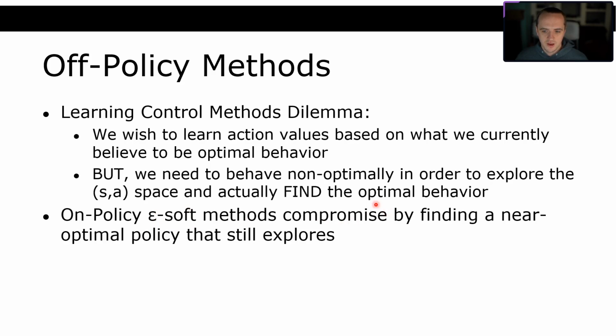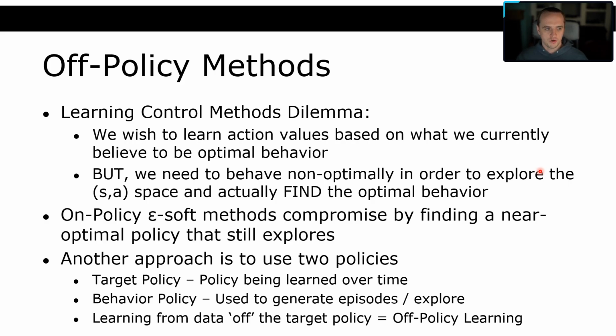On-policy Epsilon-soft methods compromise by finding a near-optimal policy that still explores. But we don't want that exploration necessarily. Another approach is to use 2 policies, okay? So we're going to have the target policy. The target policy is the policy that's being learned over time. And we're going to have the behavior policy. The behavior policy is the one that's actually used to generate the episodes and do the exploring. So we're learning from data that is off the target policy. And if it's off the target policy, it's off-policy learning. Okie doke.